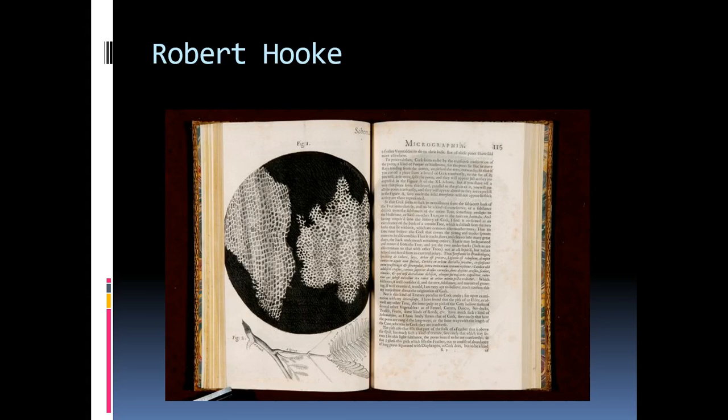Okay, so if we go back through history, the discovery of the cell and its structure would not be possible without the help of Robert Hooke. I think you have learned this before, that Robert Hooke is a scientist who first discovered the structure of the cell. Okay, what did he do back then?